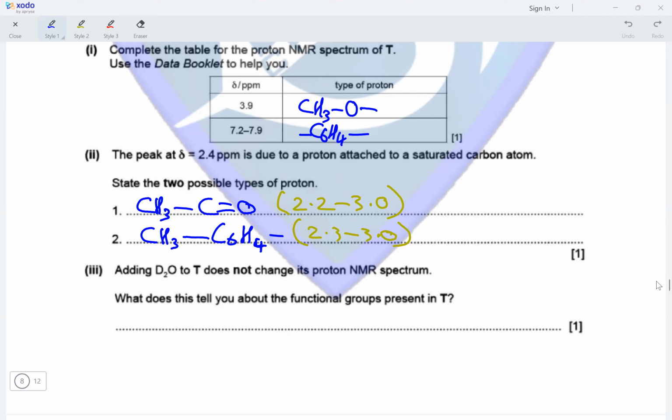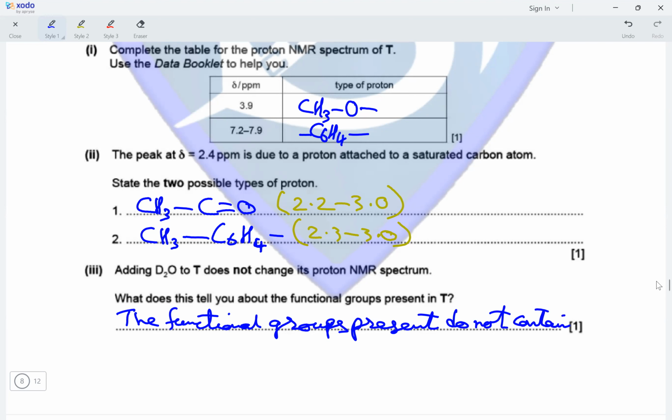Adding D2O to T does not change its proton NMR spectrum. What does this tell you about the functional groups present in T? Well, it tells us that the functional groups present do not contain any labile protons. Labile protons are protons that undergo proton exchange. So there is no proton exchange taking place on addition of D2O, so no labile protons present.